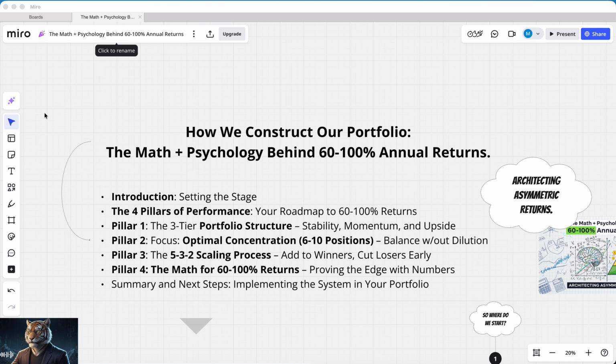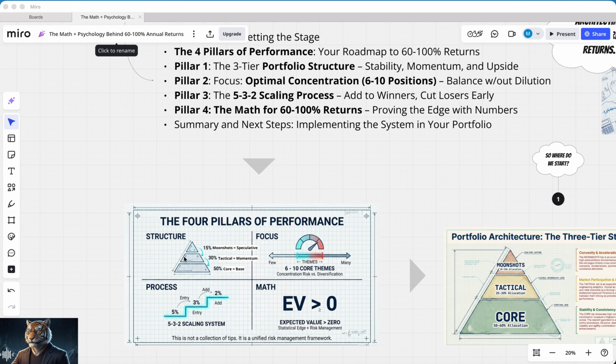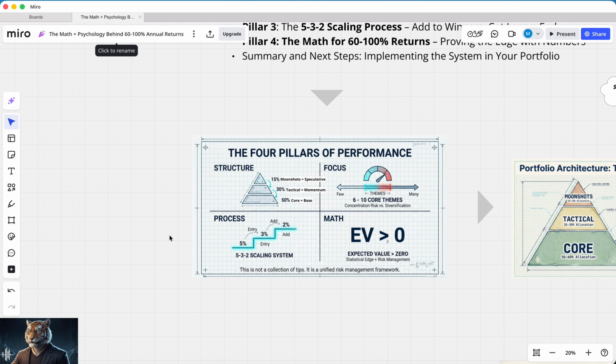And lastly, we're going to wrap up with a summary and some of the next steps, including this Miro board for you to be able to browse and look at it, as well as some of the additional videos. Those are going to be included in the description of this video. Okay, well, let's move on to the four pillars.